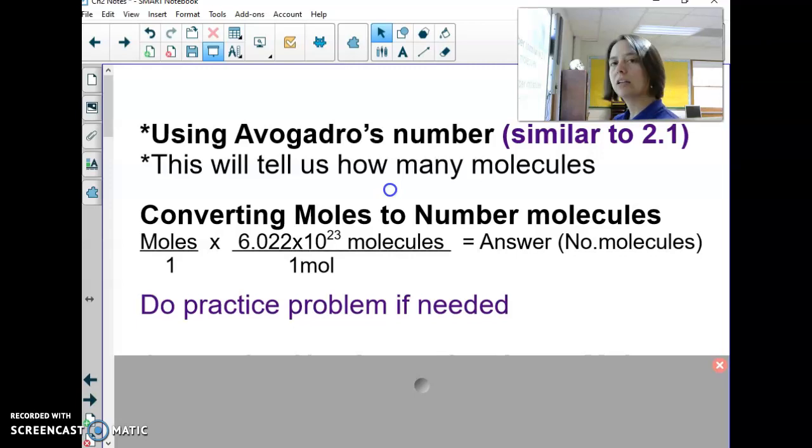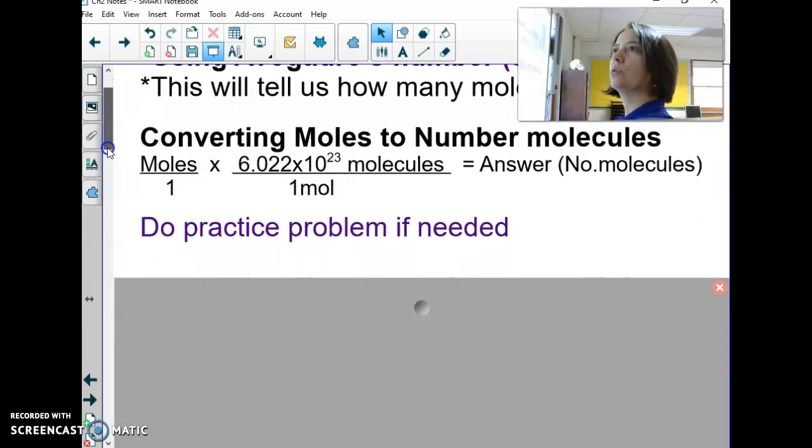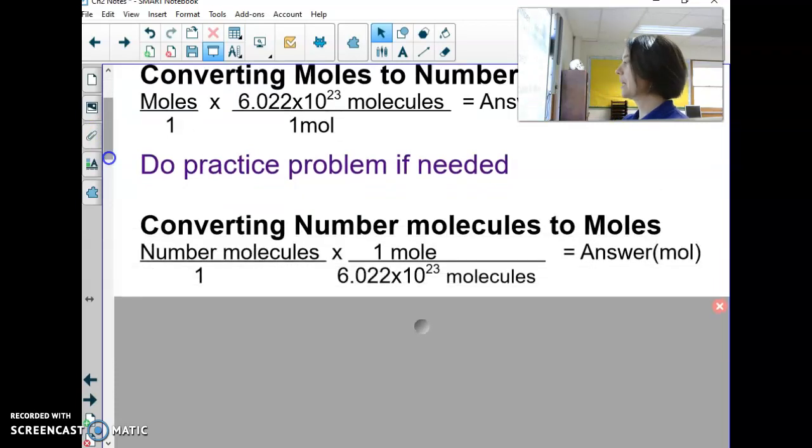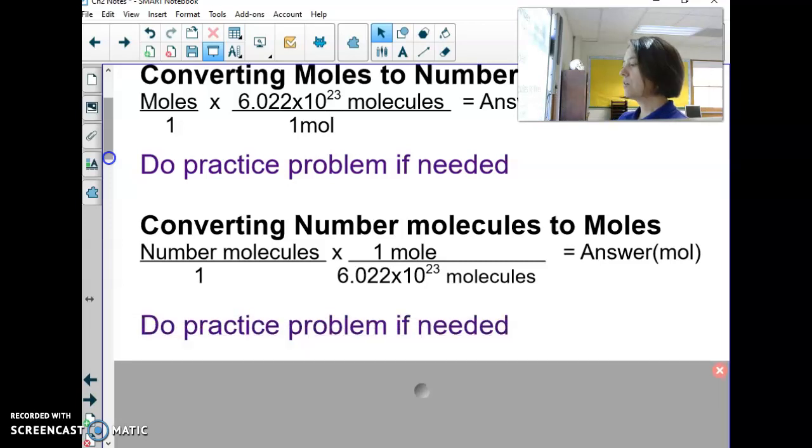If you would like to do some practice problems as a class or individually, you are more than welcome to do them. I have some available. We could go over them as a class. And then flip-flopping, converting the number of molecules to moles. Well, you're going to start with the number of molecules over 1 times 1 mole over 6.022 times 10 to the 23rd molecules. That's going to give you your answer in moles. So please write that down. And again, individually, or I might assign it as a whole class if we need some practice on that type of problem.